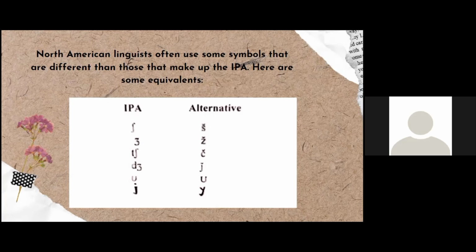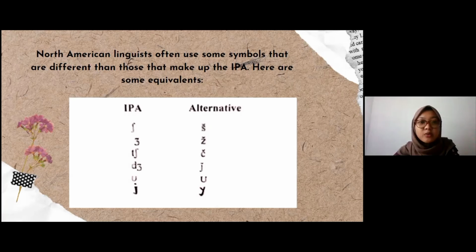Okay, hey guys, my name is Wulanika, and here I want to explain to you about the alternative symbols of phonetic symbols, IPA symbols for RP vowels and IPA symbols for GA vowels. Okay, first we are going to discuss alternative symbols that North American linguists often use. They use several symbols that are different from those that make up the IPA, so here they are. First, the sh sound. We know that the phonetic symbol of the sh sound is like, as you can see on the screen.